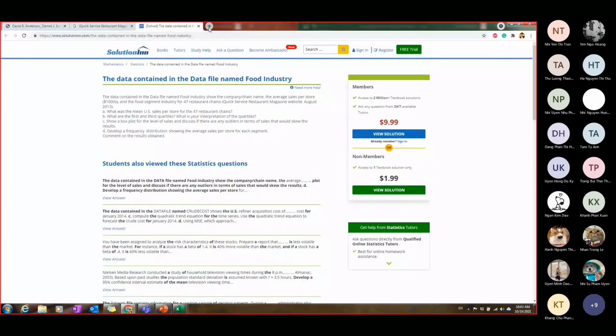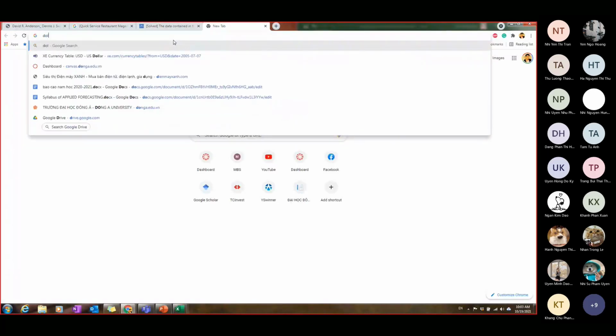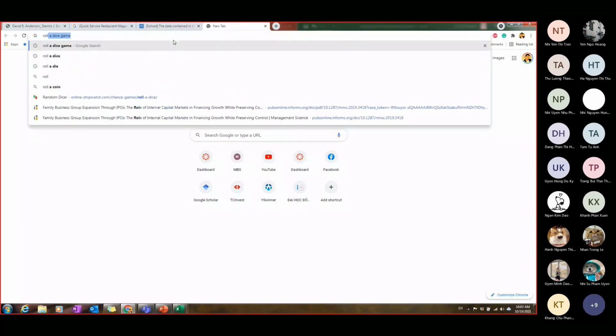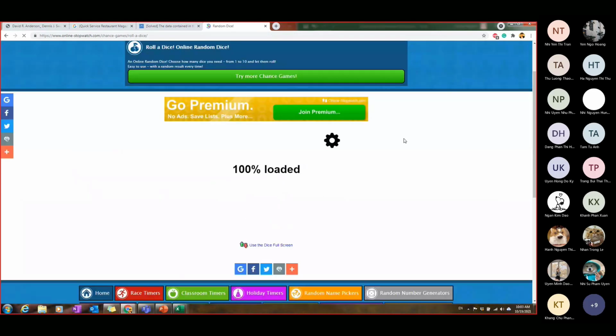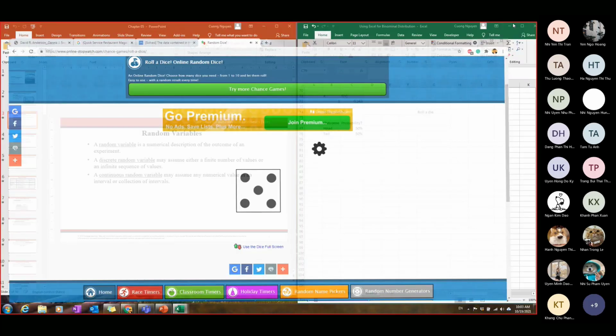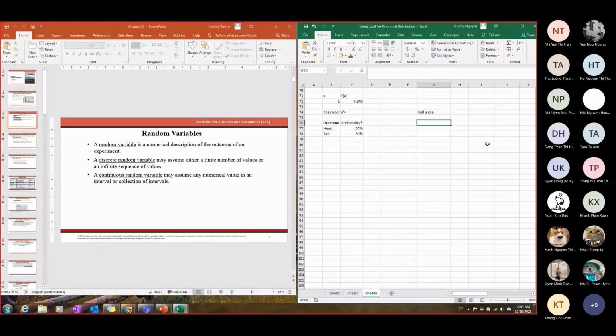Does anyone know about rolling the die? Yes. Okay. If you type in the roll the die game, they even have an online game for this, and you just click on it and see how the die, cục xúc sắc, rolls and the result comes out, right? So how many outcomes of a die with 6 faces can we have? What will be the probabilities associated with its outcomes?